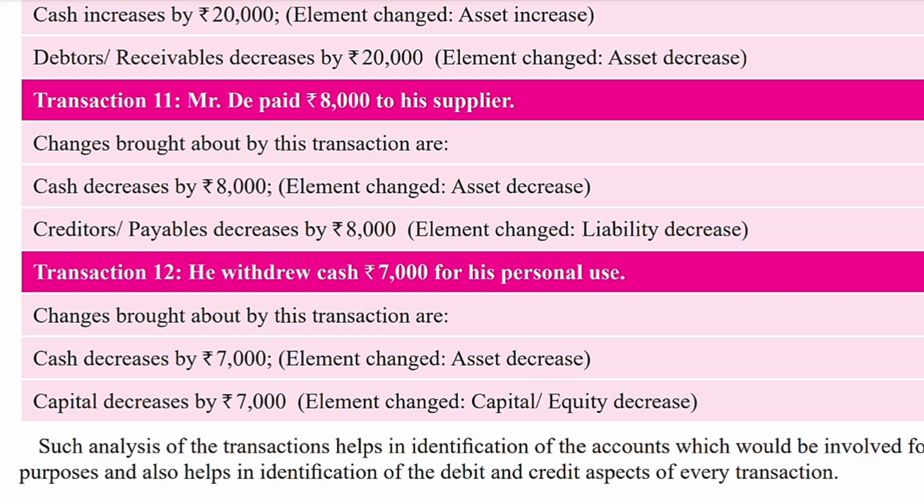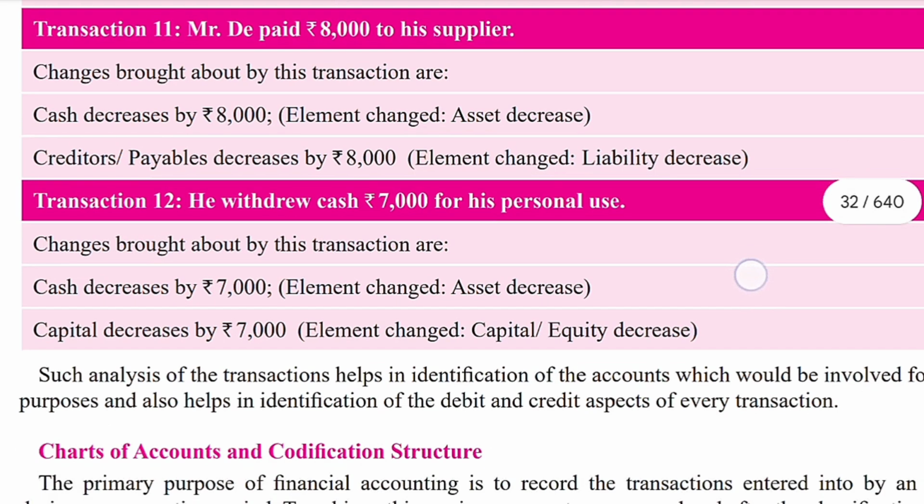So what happens? Cash is decreasing as we are paying him, and also he was our creditor. So he was our creditor, that means we were owing money to him. So when creditor decreases, what happens? Liability is decreasing, means we have to debit it. Okay, then what happens? Transaction 12.